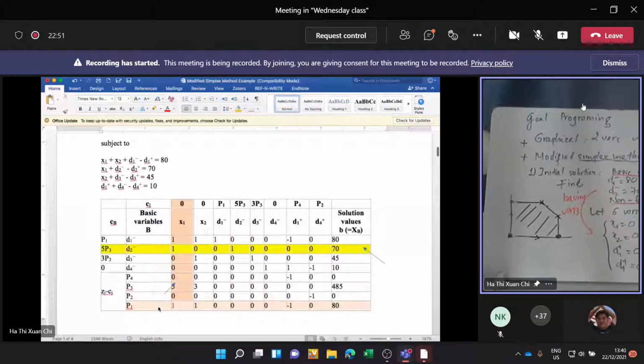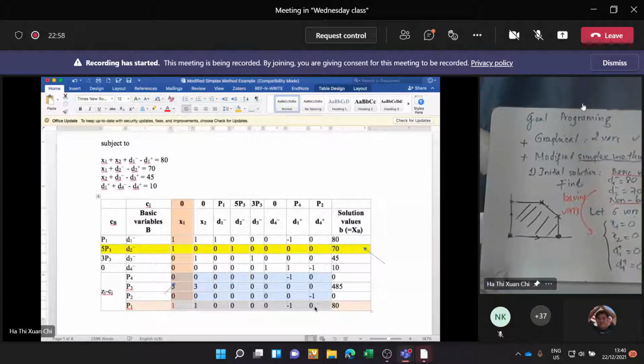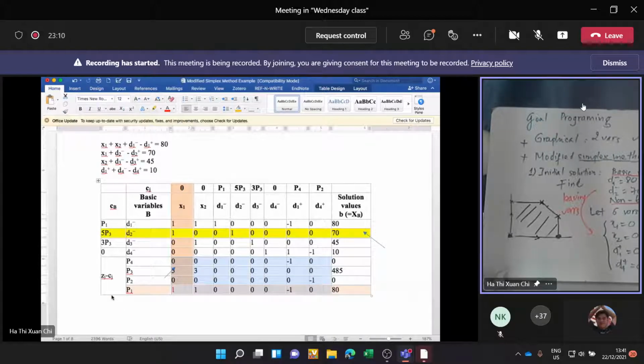So right now, how can we fill the table here? If we want to fill in all the table here, we must calculate Zj minus Cj. So we start with column 1 here. What is the Cj minus Zj?